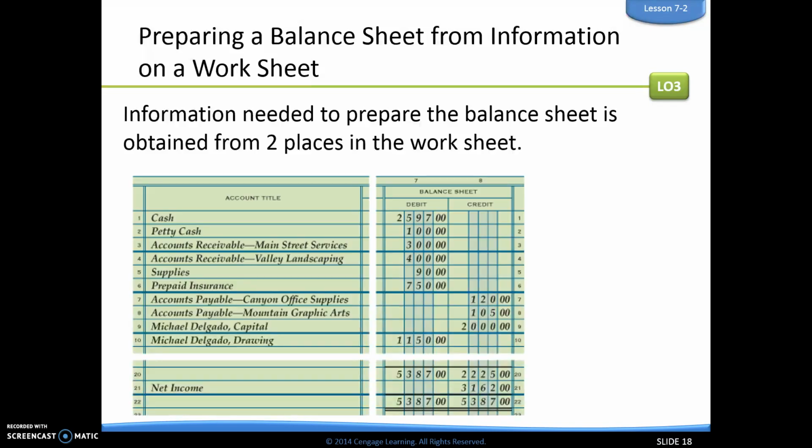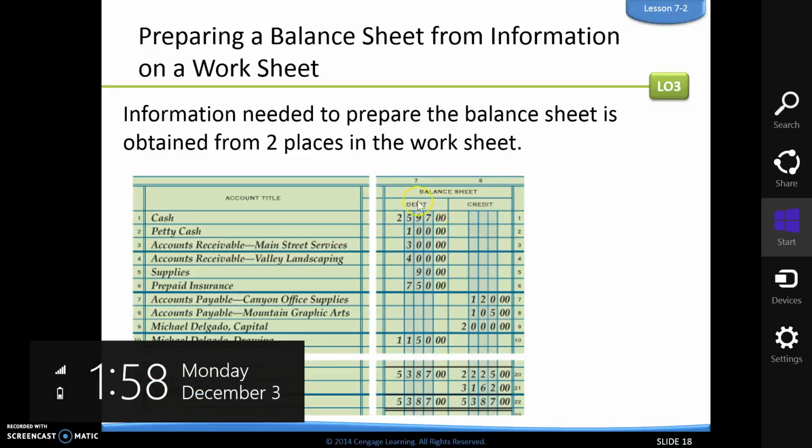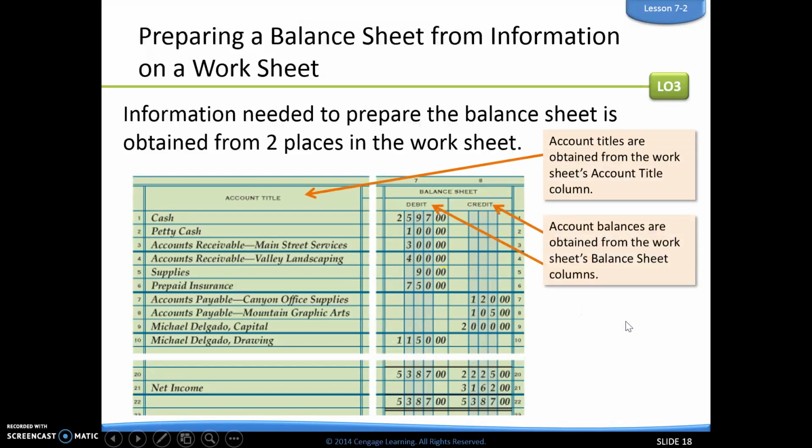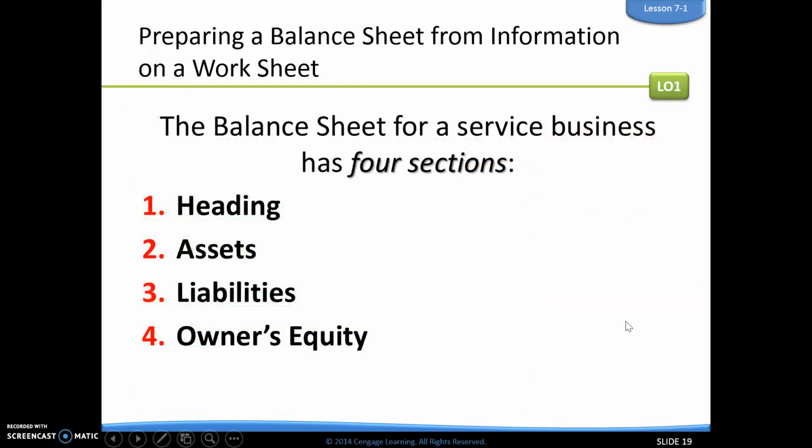The information needed to prepare our balance sheet is coming from two places on our worksheet. Again, it's coming from our account titles, so we need to know which accounts are part of our balance sheet, and then also making sure that we're on the balance sheet columns. We don't want to take from the trial balance. We want to make sure we're getting the balance sheet columns so that our supplies and our prepaid insurance are up to date because of those adjustments.